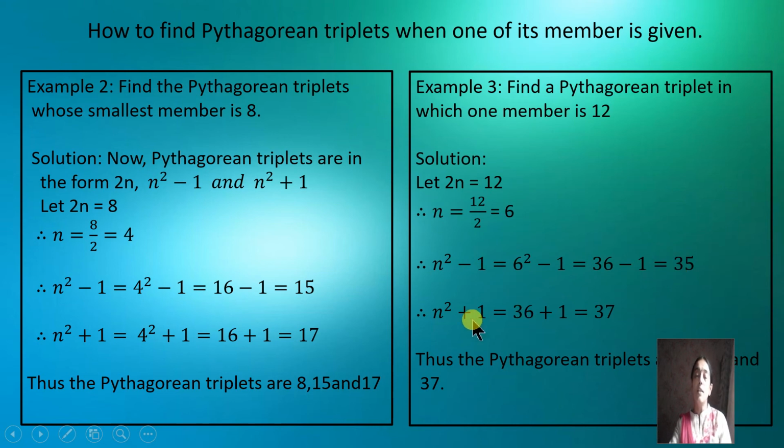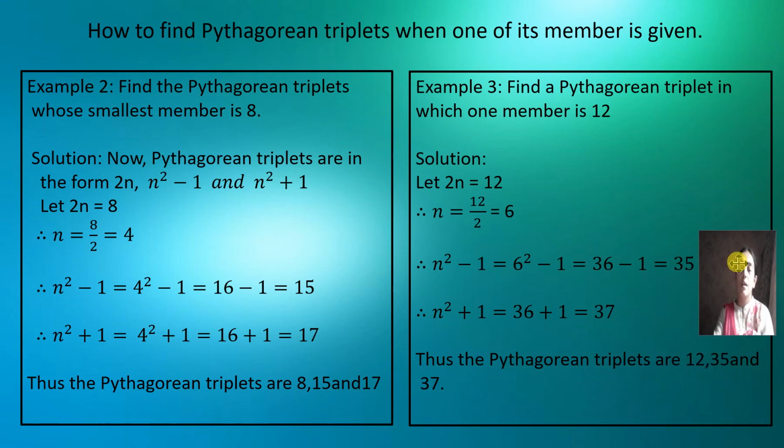Now n square plus 1. I can directly write n square as 36 because I know 6 square was 36. So I will write 36 plus 1, which is equal to 37. So the Pythagorean triplets are 12, 35 and 37.